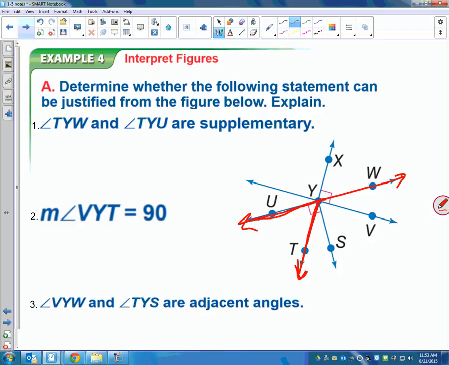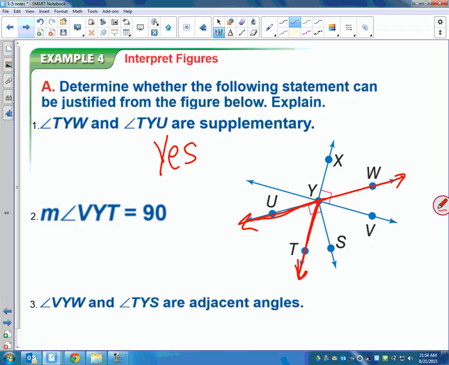You think we can say yes, or you think we can say no? Because why? Yeah, they make a linear pair, which is a straight line, and we had that little thing earlier that said if it makes a linear pair, it is supplementary. We can say that definitely made a line. Those are collinear, so that means yes, we have enough information to say that is true.